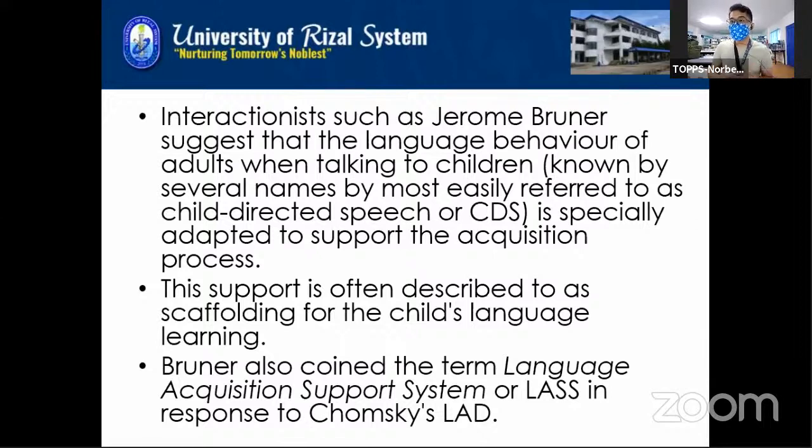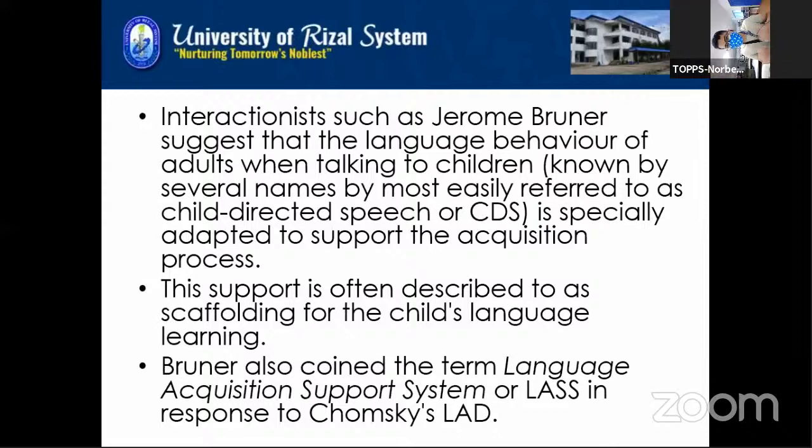Ito yung kababanggit ko lang kanina sa inyo na there is still, kasi sa scaffolding, there's a need for someone to guide the child. So this support is often described to us as scaffolding, just like what I mentioned, for the child's language learning. So Bruner also coined the term Language Acquisition Support System, or LASS, in response to Chomsky's language acquisition device. So kung ang language acquisition device is referring to how our brain processes things, then in order for us to learn specific language, si Bruner mentioned tinatawag na language acquisition support system.